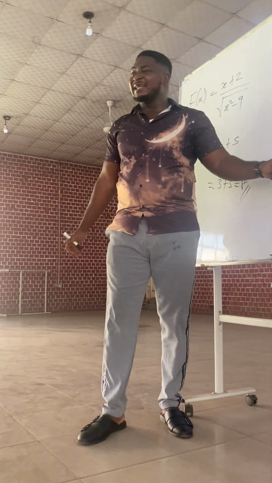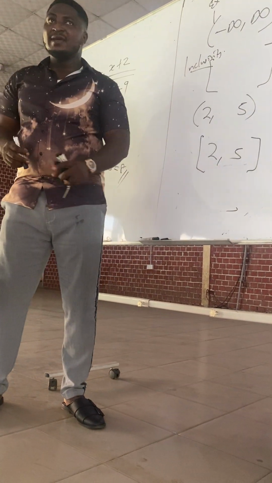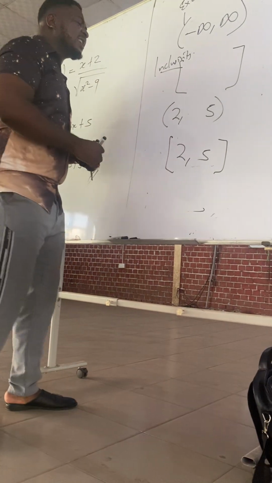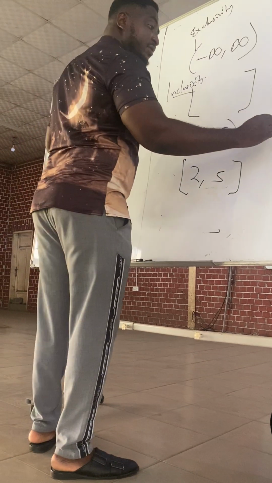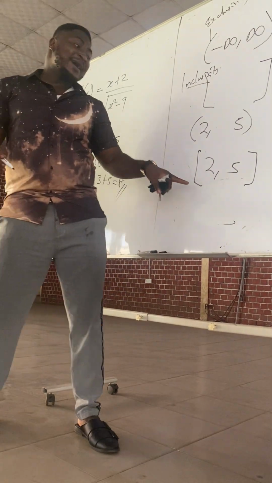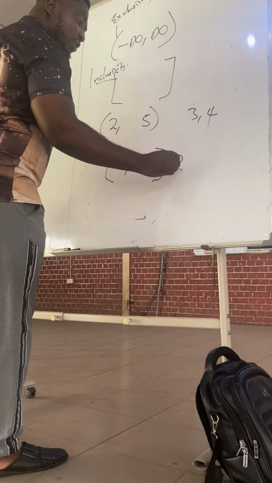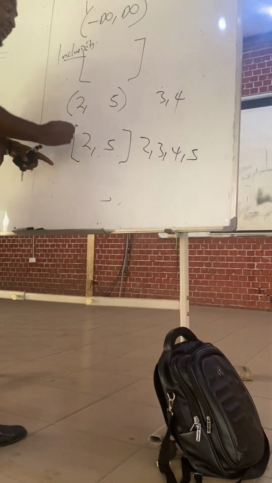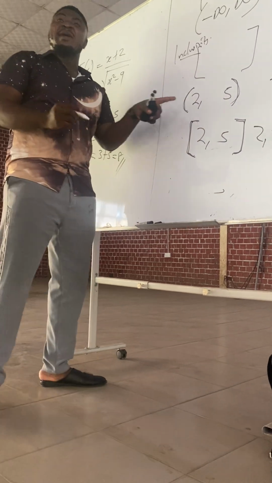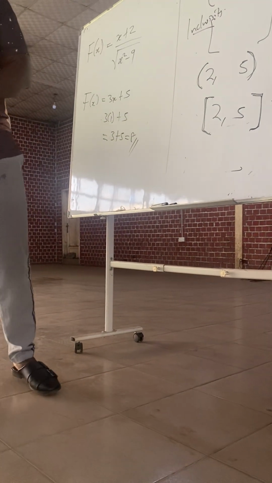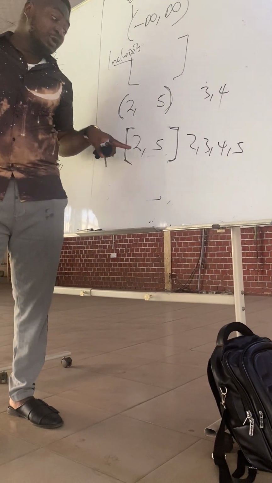One bracket is curved, one bracket is straight. This curved bracket means excluding 2 and 5. It means list all numbers between 2 and 5, excluding 2 and 5. What are the numbers between 2 and 5, excluding 2 and 5? 3 and 4. But this other bracket means list all numbers from 2 to 5, including 2 and 5. That's 2, 3, 4, 5. So this bracket represents inclusivity, the inclusive bracket. This bracket represents excluding. So any number beside this bracket, you will not mention that number. So all numbers between 2 and 5 except 2 and 5, but all numbers between 2 and 5, including 2 and 5.